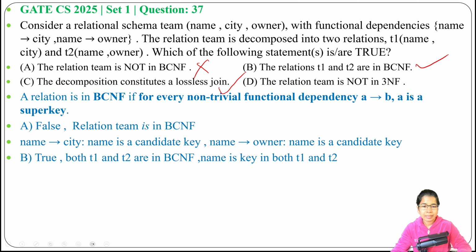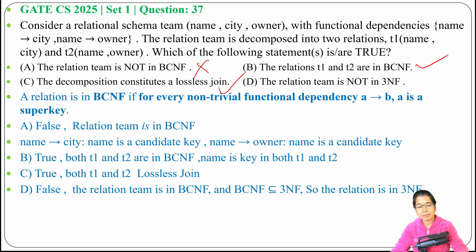Next option D, the relation team is not in 3NF. It is in BCNF and BCNF is a subset of 3NF, and there are no transitive dependencies. And here also name is the super key, that is also a property of 3NF. Either it should be trivial, or A should be the super key, or B minus A should be some key. As name is the key, hence it is also in 3NF. Here it's given not in 3NF, that's why this is false.